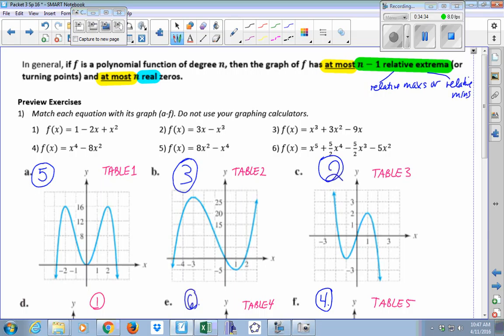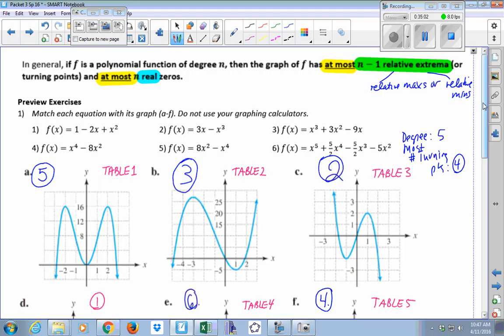We called those the turning points. Peaks or valleys, there's lots of little names you could give to that. So at most, for example, if we look at equation number 6 here, what's the degree? 5. So what's the most number of turning points this can have? 4. Okay. Doesn't mean it has 4. It means it can have at most 4.